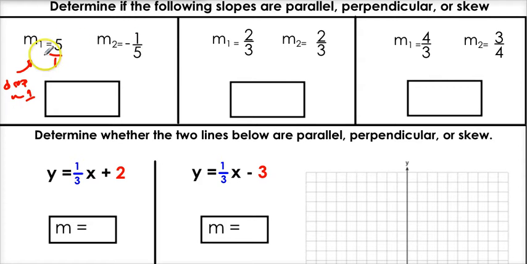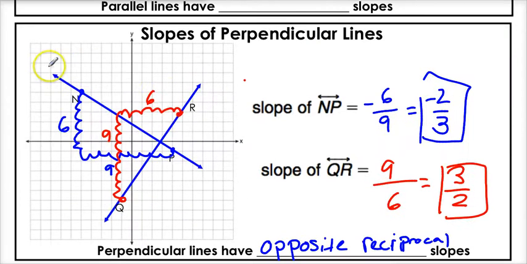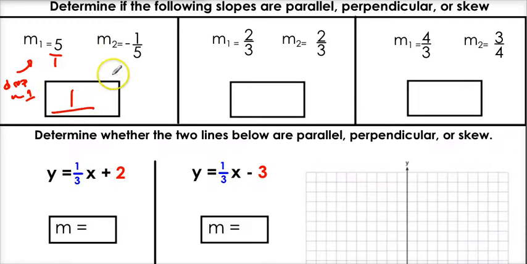So if you look at these two, did they flip over? Yep, that's 5 over 1, that's 1 over 5. And is one positive and one negative? Yes, so these would be perpendicular. Remember, one has to be positive, one has to be negative. If they're both positive, that doesn't make sense, because one has to be going down, one has to be going up. So that is perpendicular, and that is the perpendicular symbol.